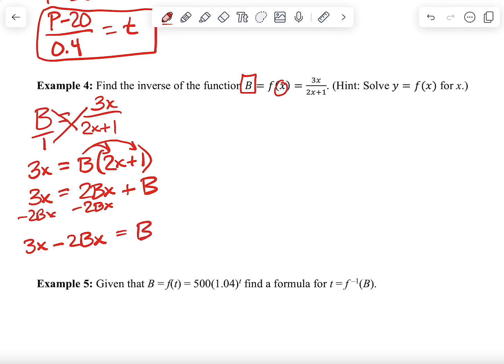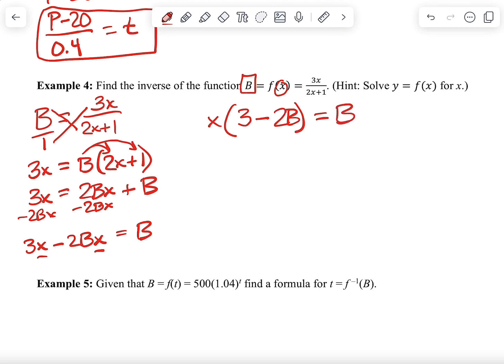So when you accomplish getting both terms with x on the same side of the problem, you now have the opportunity to factor the left side, factor an x out of the left side like this. You're going to factor x out of the first term and factor x out of the second term. And when you do that, you'll have x times the quantity 3 minus 2b equal to b.